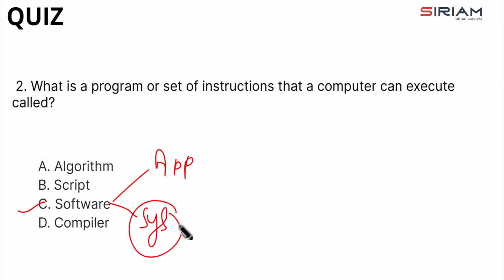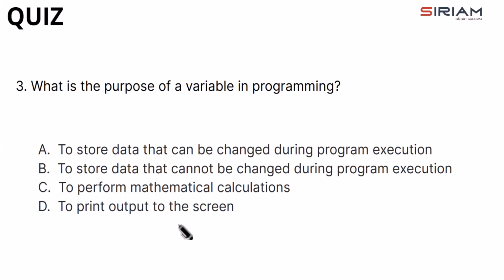Now, what is the purpose of a variable in programming? A variable is to store data that can be changed. The option saying it cannot be changed is the wrong one, that is called a constant. A variable can be changed during program execution. So option A looks more appropriate.